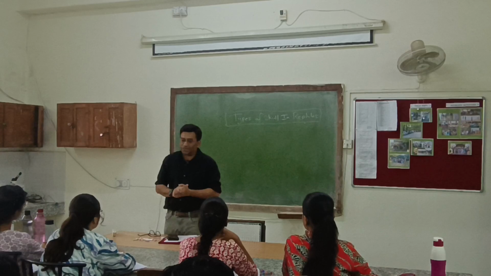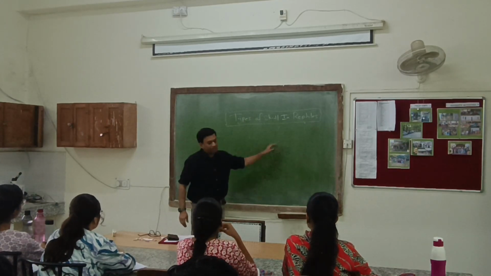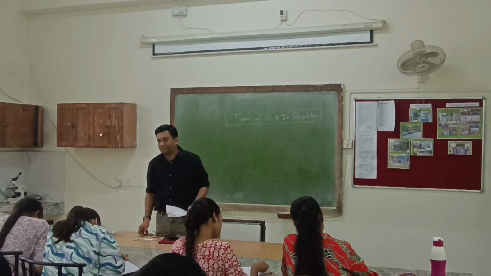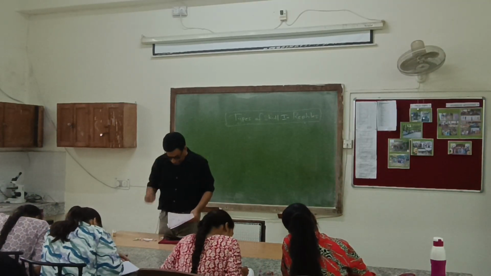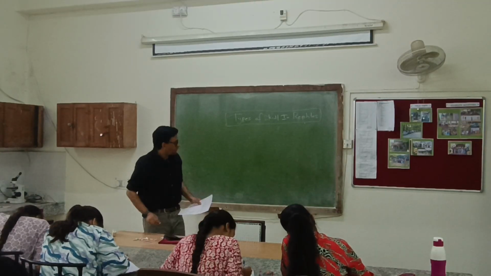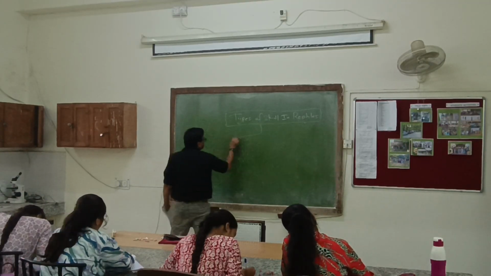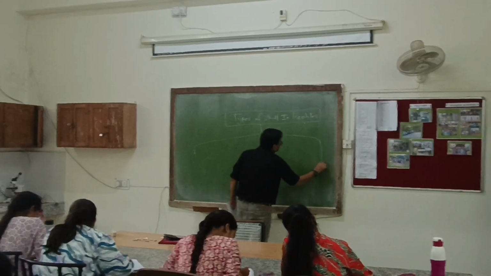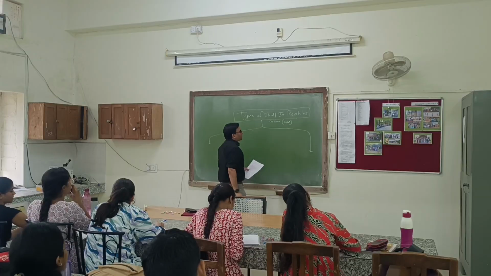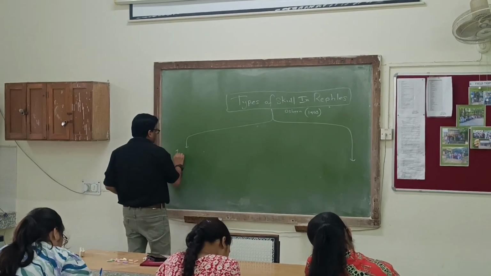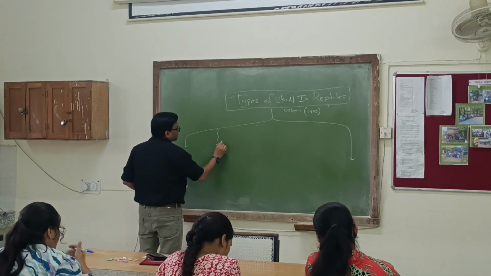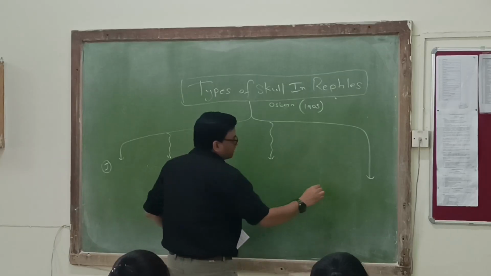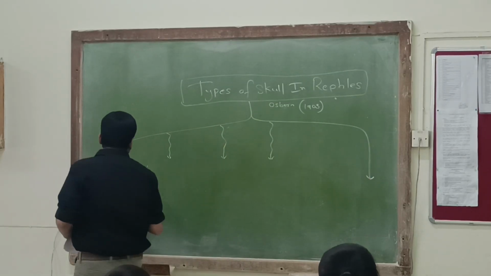So first today we will complete the types of skull in the reptiles. Write down, there are five types of skull that are present in the class Reptilia. About 123 years ago there was a scientist whose name was Osborn, who stated that there are five types of skull present in the class Reptilia: the Anapsid, the Euryapsid, and the rest. First is Anapsid.